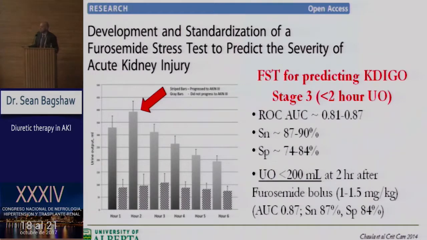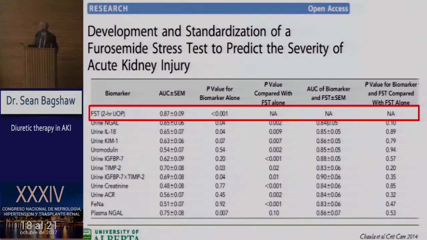In fact, the best operative characteristics we're looking at after the furosemide bolus, a urine output of less than 200 mils at 2 hours after the administration of furosemide, seemed to have the highest sensitivity and specificity for predicting who would go on to develop stage 3 AKI. So this may be an important tool that you can use to help clinical decision-making at the bedside about whether you may or may not want to initiate renal replacement therapy.